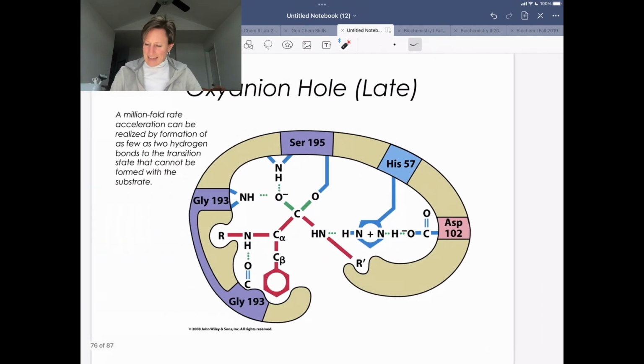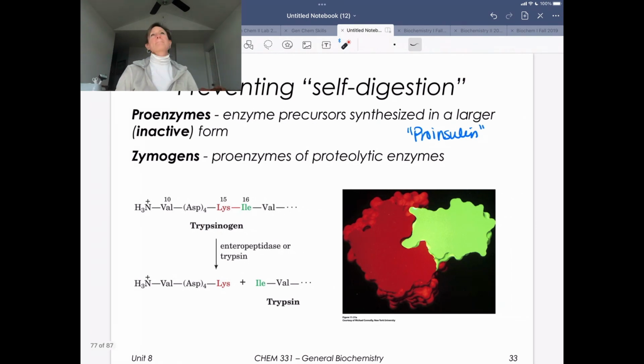Okay, last little piece here. Thinking about how you don't eat your own internal organs because you are making enzymes that are designed to eat protein, you make them in a precursor form. Anytime we see the word pro in front of an enzyme or a protein, that refers to that enzyme or protein in an inactive form. We talked about that with proinsulin. Proinsulin is insulin in an inactive precursor form.